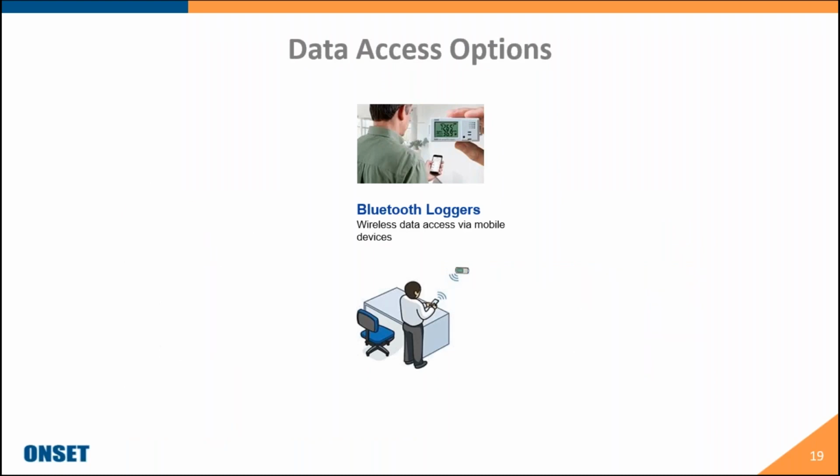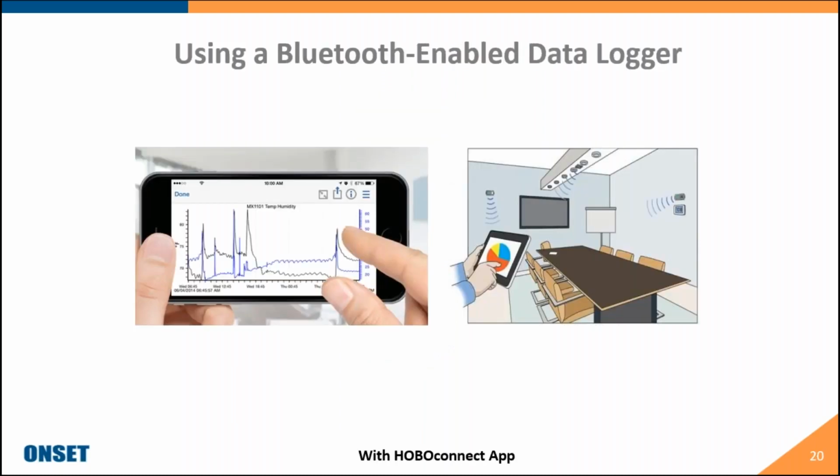Next, I'd like to talk about some of our Bluetooth data loggers. Our Bluetooth data loggers utilize our app, which is called HOBO Connect. This is a free download that is available in either the Google Play or iTunes App Store. With the HOBO Connect app, you will need to download that to a mobile device, and as long as you're within 100 feet line of sight range, you will be able to connect to the data logger to check its current status, configure the logger, as well as offload the data.